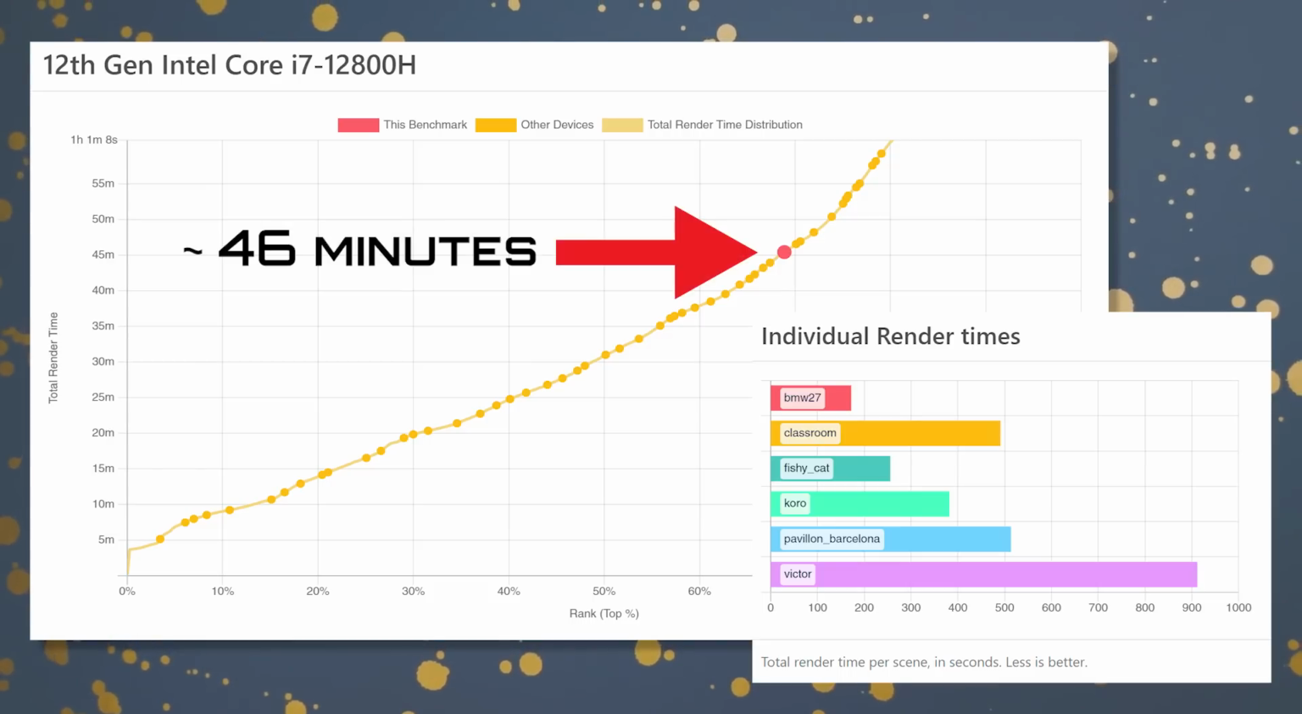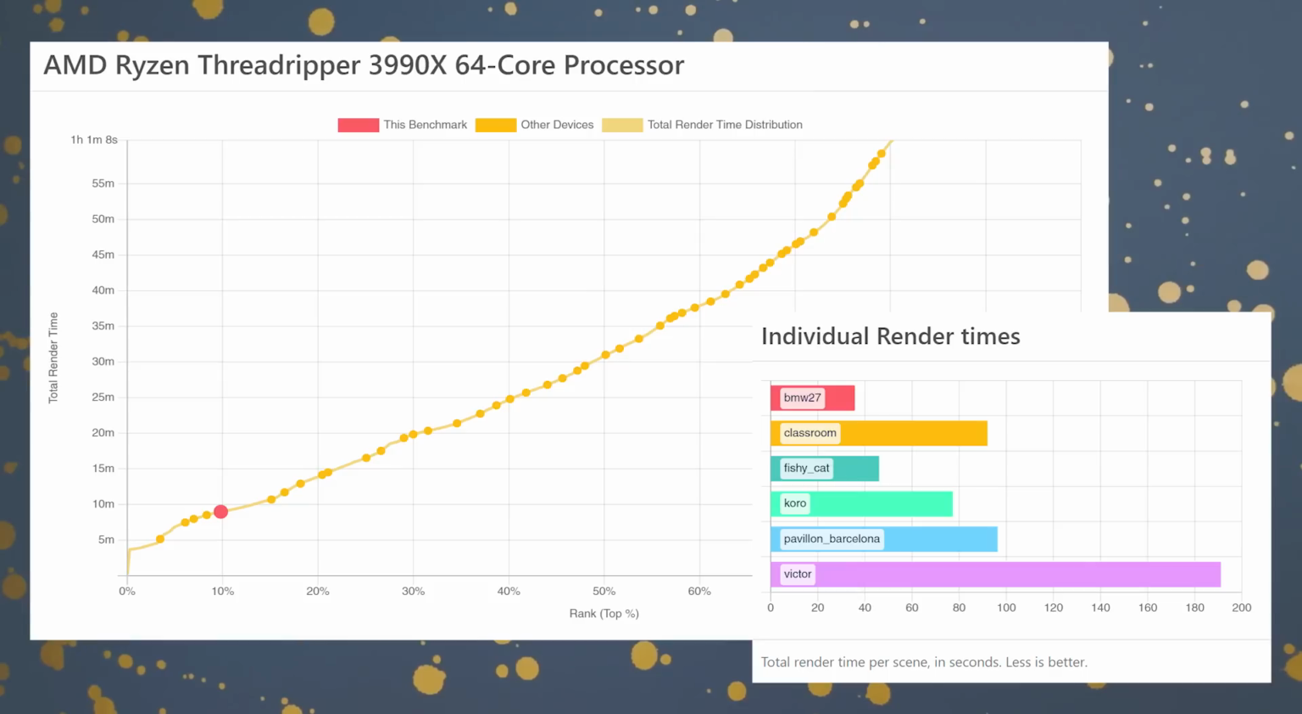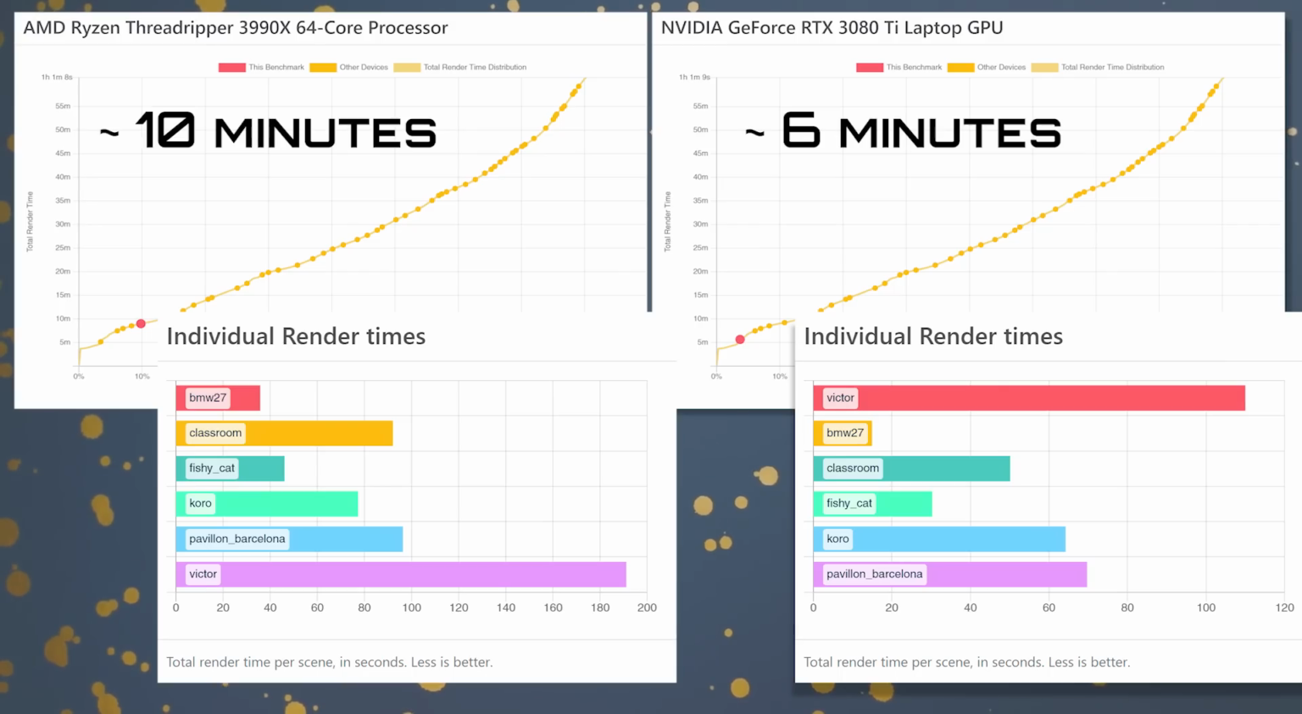If you'd like a reference point to compare against, this laptop has a 12th gen Intel processor, so we put that against the GPU, blows it out of the water, and I, on my desktop computer, have a 64-core Threadripper 3990X. This just completely destroys it.